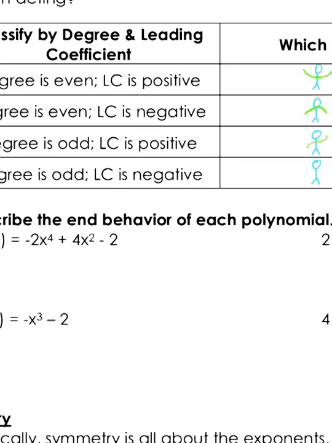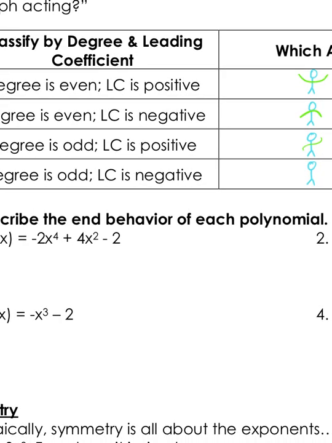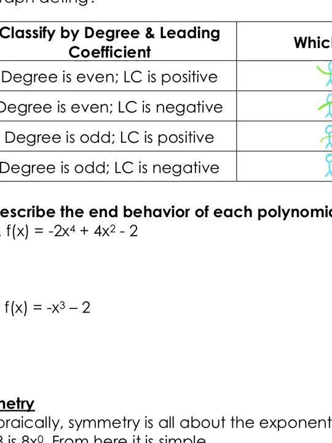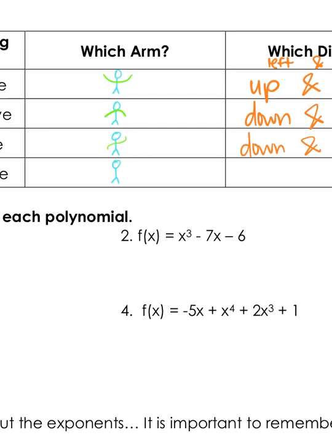And then my last one, if the degree is odd and the leading coefficient is negative, this is O negative. I'm going to come over here and draw his arms like these two. This is really going to date me, but these two really remind me of Saturday Night Fever, where John Travolta throws his arms in opposite directions.